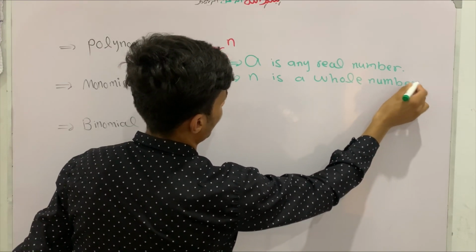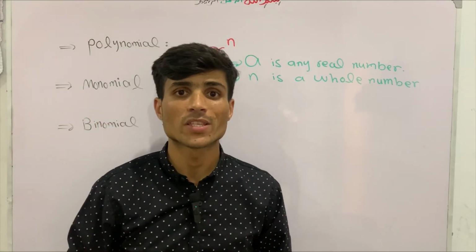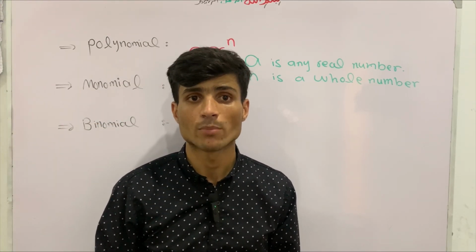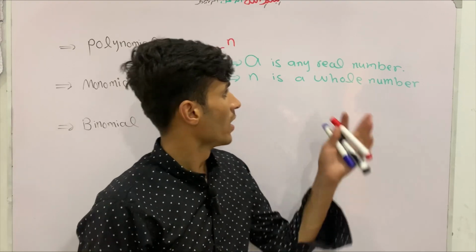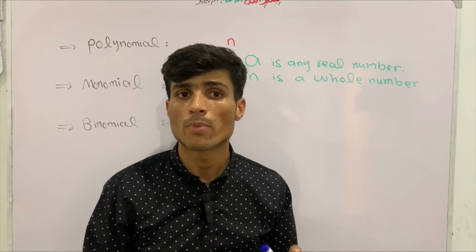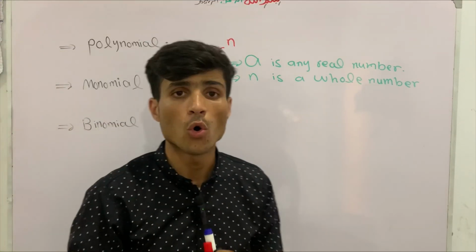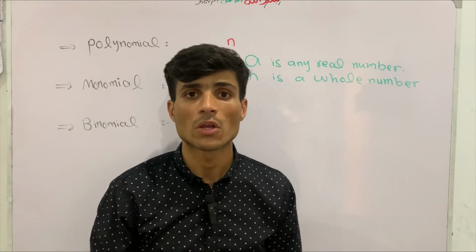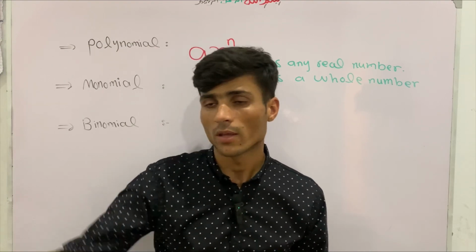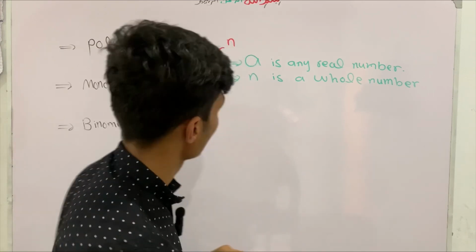If this a is not a real number, if it's an imaginary number or any other type of number rather than a real number, then this is not going to be a polynomial anymore. Again, if n is not a whole number, this is not going to be a polynomial. We know the whole numbers start from 0 and go infinitely to the right-hand side, meaning the positive portion.